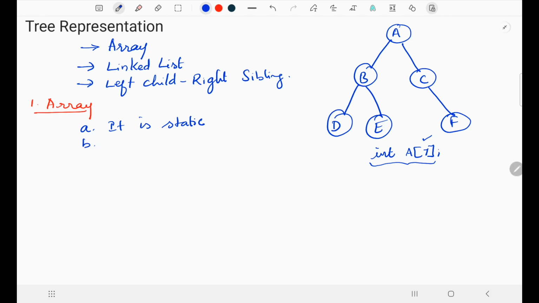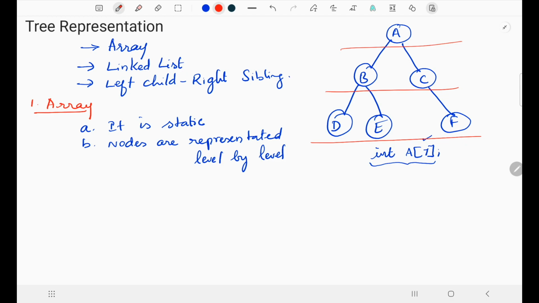Second point, nodes are represented level by level. What is level by level? So this is the first level, second level, and this would be the third level. So nodes are represented level by level from top to bottom.